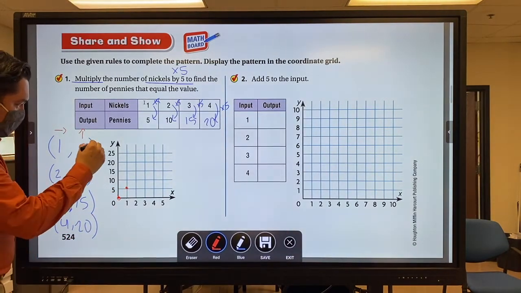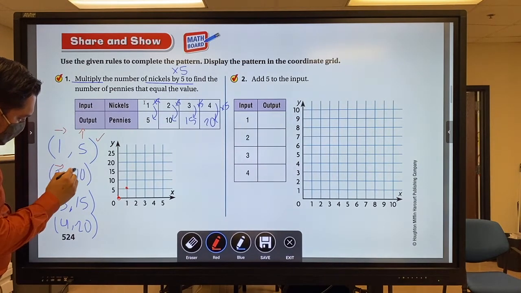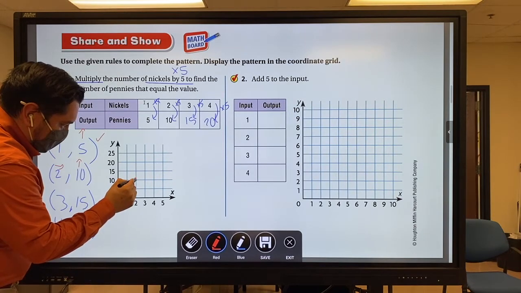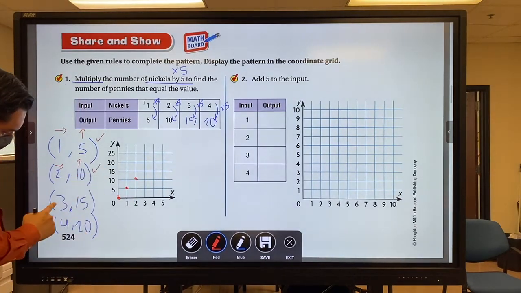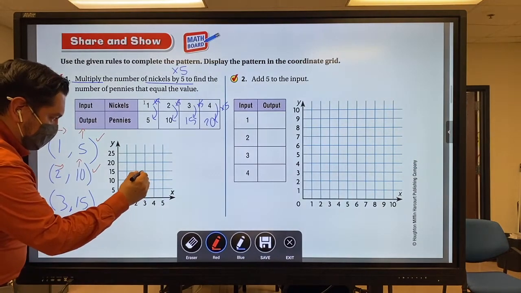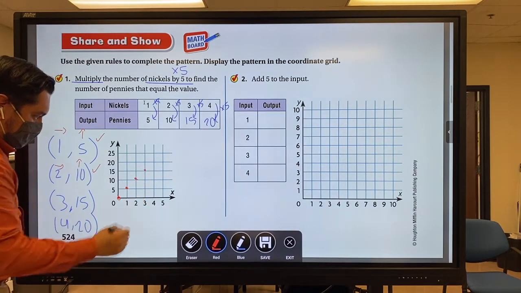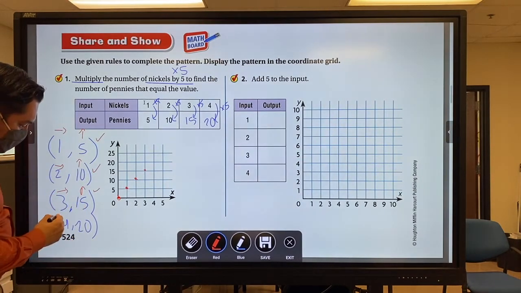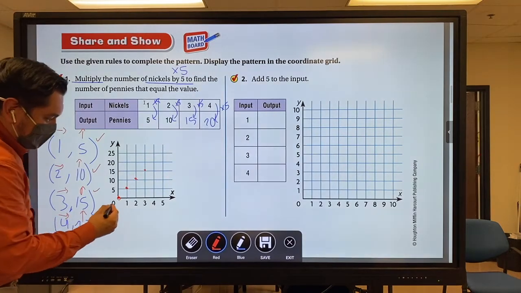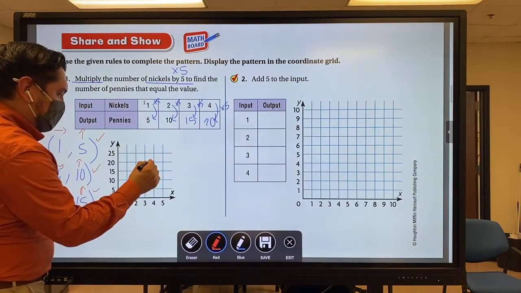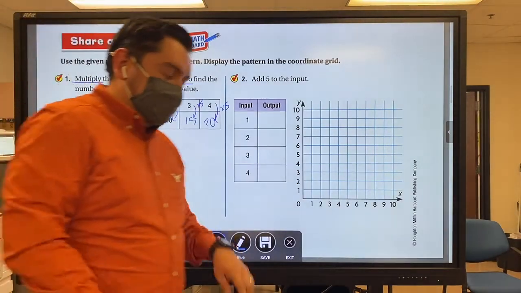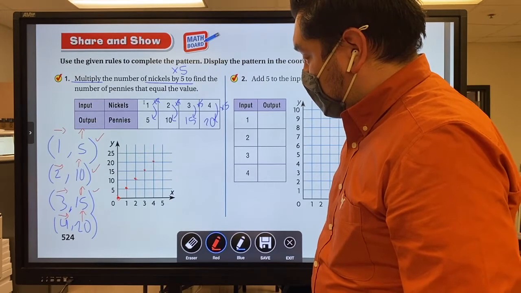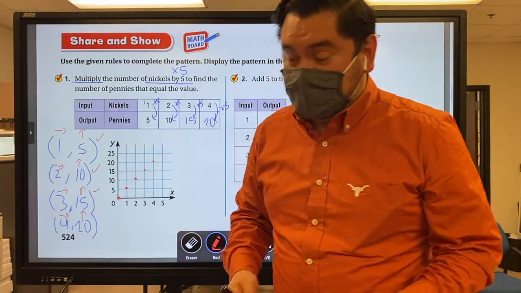The next one, so I already did this, 2 to the right, and 10 up. Bingo, check. 3 to the right, and 15 up. Bingo. Oh, forgot to do the arrows. And then 4 to the right and 20 up. And that's it. You've graphed your points, your order pairs.